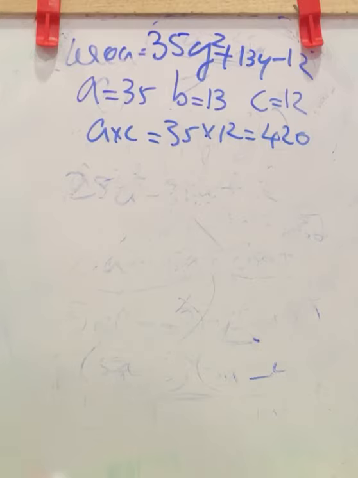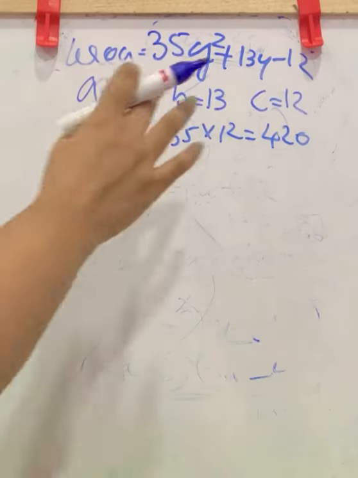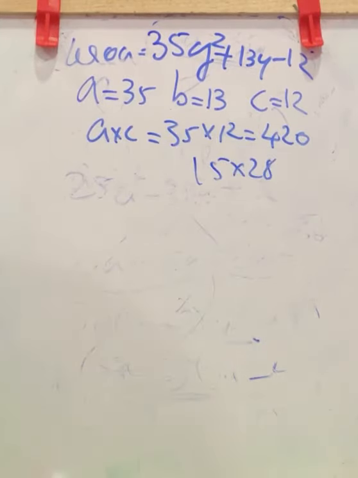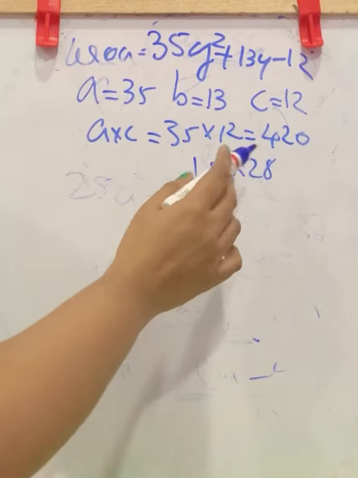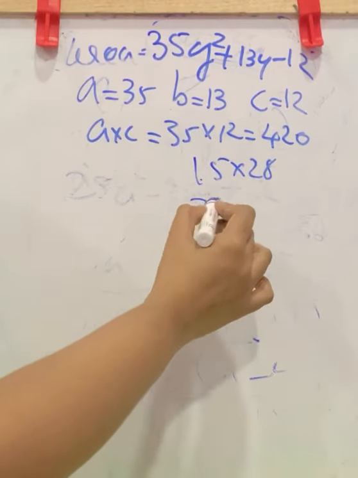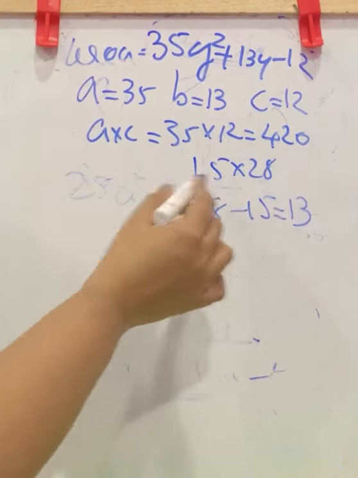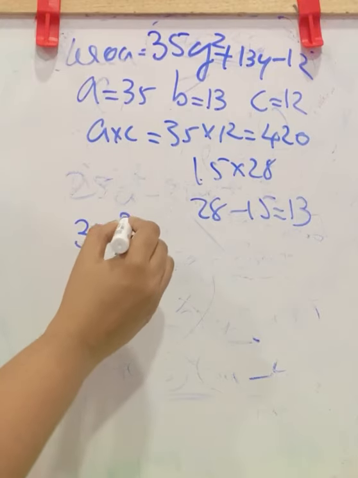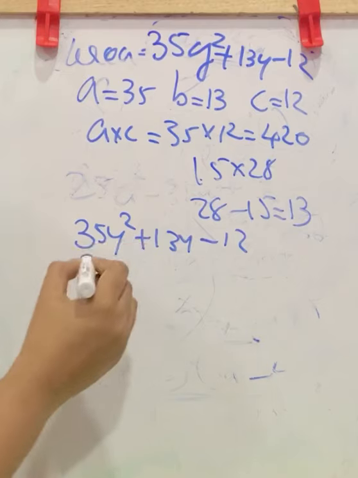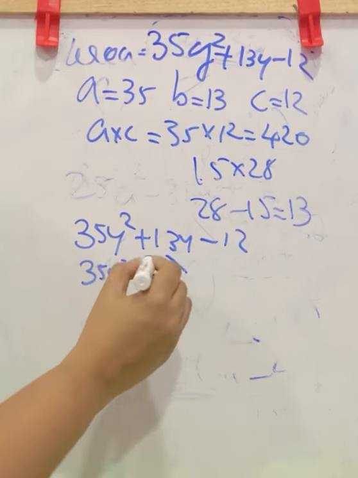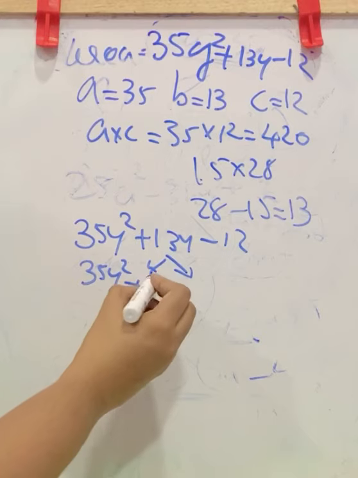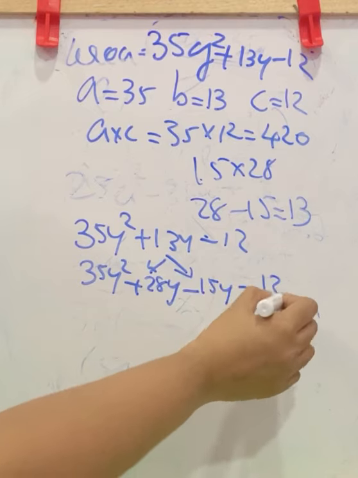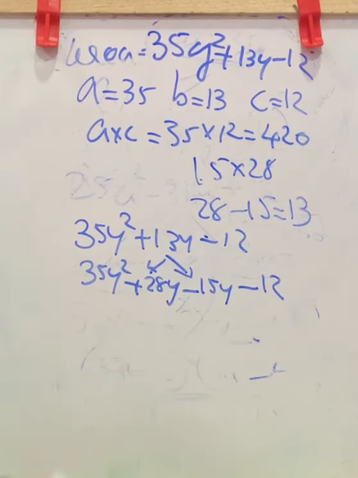Now factors of 420. There are so many factors of 420. You want to check which factor suits 13. That is 15 into 28 is 420. And 15 and 28, after adding or subtracting, you will get 13. That is 28 minus 15 you will get 13. So you will rewrite this quadratic polynomial 35y square plus 13y minus 12 as 35y square, instead of 13y, we are going to write it as plus 28y minus 15y. Here carry down minus 12. So 13y you split like this, 28 minus 15.